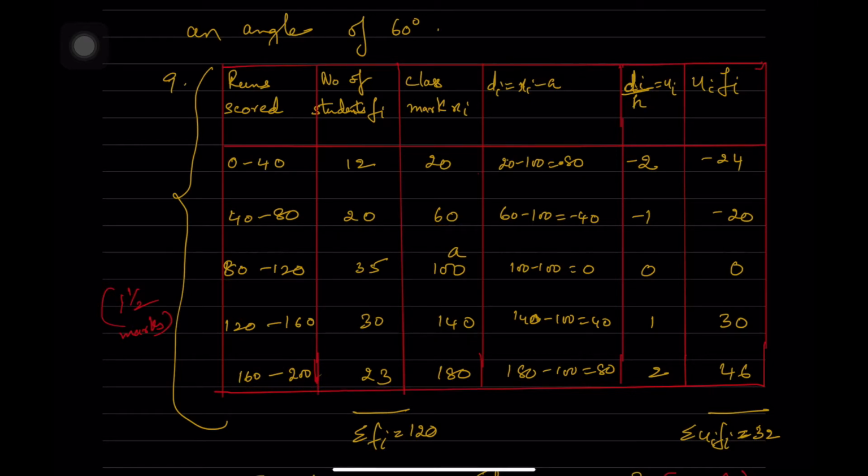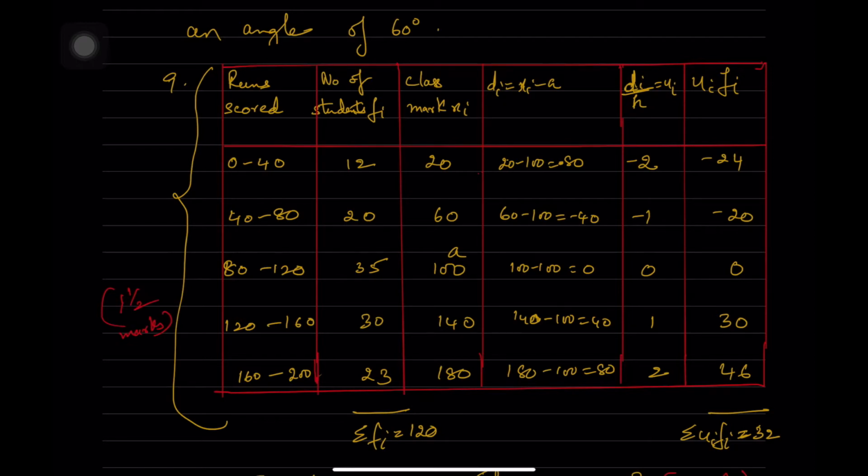So how do we do this problem? These first two columns are given to us from the problem itself. Class mark is xi. How do we find the class mark? 0 plus 40 divided by 2, that is 20. 40 plus 80 divided by 2 is 60. 80 plus 120 divided by 2 is 100. 120 plus 160 divided by 2 is 140. 160 plus 200 divided by 2 is 180. So this is the way you get the class mark. You have to find the midpoint of 0 to 40, 40 to 80, and so on.